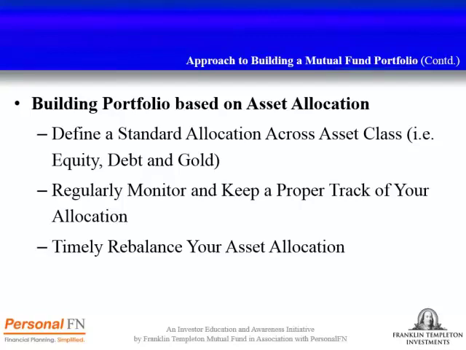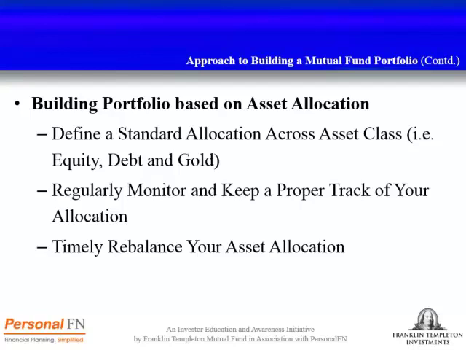Do not forget, you may need to review and change your standard allocation as you progress in age and nearness to financial goals. Moreover, you need to regularly monitor and keep a proper track of your allocation, as your allocation to each asset class may vary over a period of time. You should review the allocation of your portfolio every 6 to 12 months, especially if there is a swift rally in any of the asset classes. This will help keep your portfolio under control and you can take timely measures. So you need to timely rebalance your asset allocation.